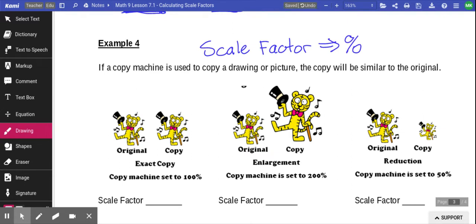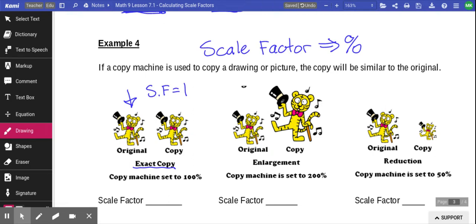If you wanted the exact same thing, so for instance, say you want a picture of this dancing cat or tiger or whatever it is, and you wanted to copy the exact same. So you go to Staples, you're like, hey, I want this exact same picture. I want like 10 of them. Then the scale factor they would use, that'd be a scale factor of 1. They often don't use scale factors, they use percentages.